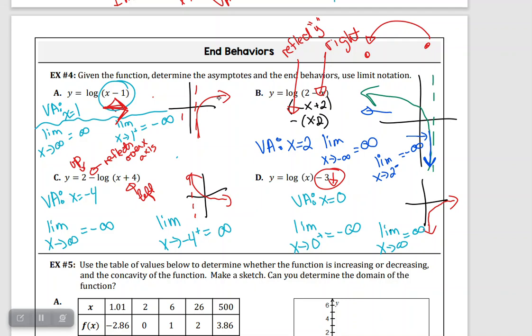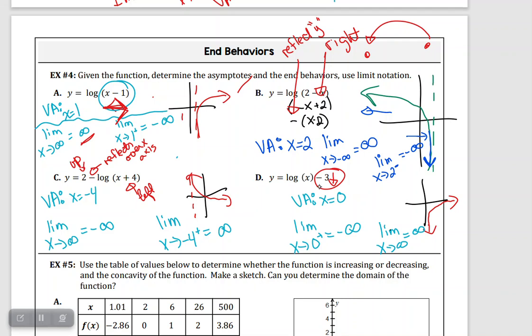You can look at the end behavior, it's going open-ended to positive infinity. And as x goes to infinity, it's going up, so to infinity. The asymptote being here means it cuts off how far it can go. So as it's getting closer to 1 from the right side, it's going down, which is negative infinity.